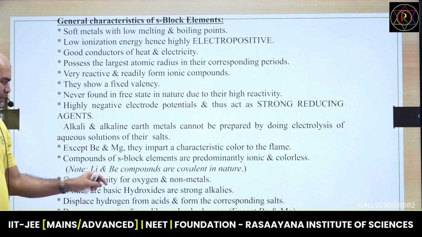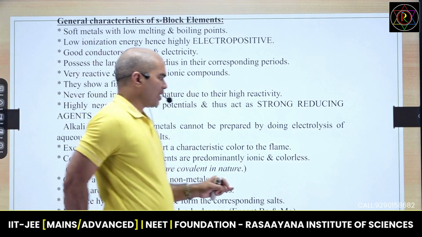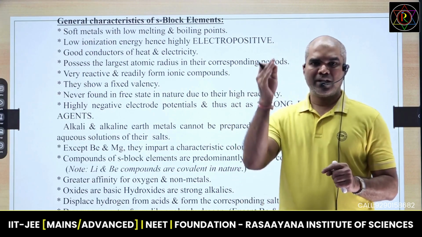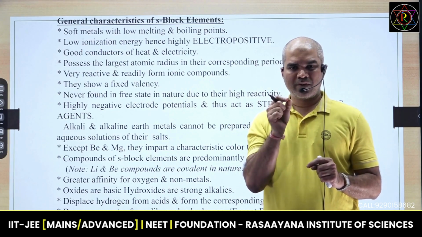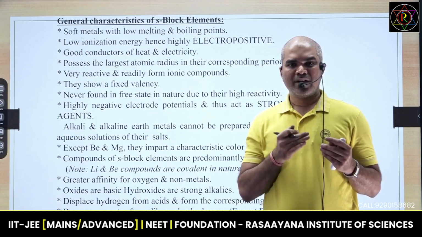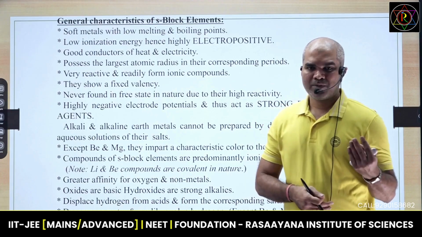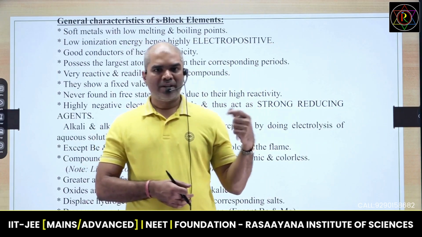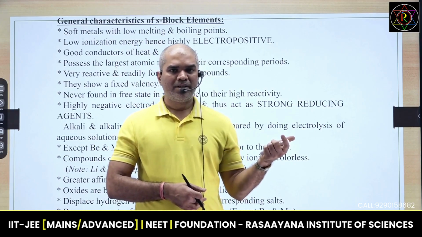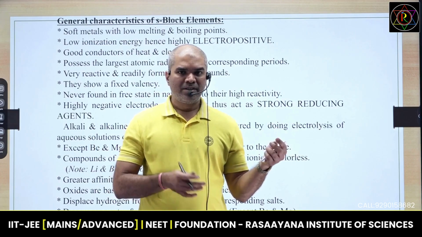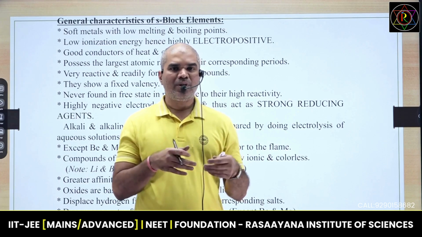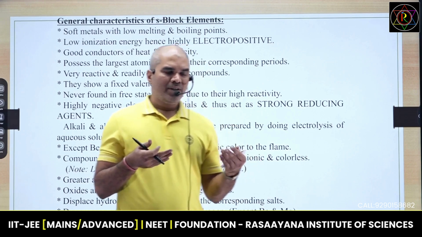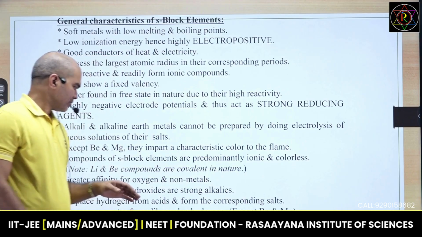Lithium and beryllium compounds are covalent in nature. I told you, when they are very small, lithium is very small in the 1A group elements, beryllium is also very small in the 2A group elements, so they have a tendency to form covalent compounds. Atomic size is very small, they are ready to polarize the anion to a greater extent, and due to this polarization, overlapping will be large, covalency will be large, then it will lead to covalent compounds. Okay, we have to see it in the trends.